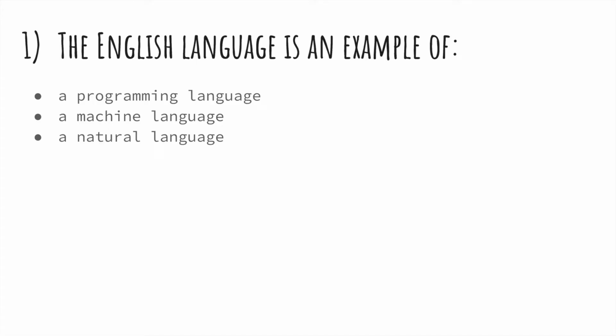So, what is the English language? Well, it's a natural language. That's the type of language that you speak. A programming language is C. It's code that you type, and the computer compiles a programming language like C into a machine language, which consists of ones and zeros.